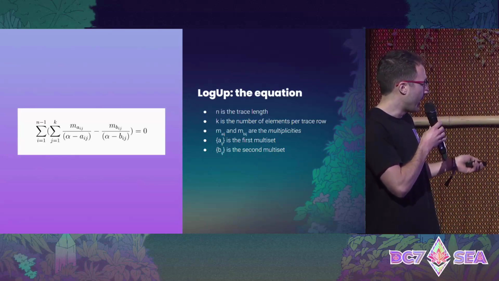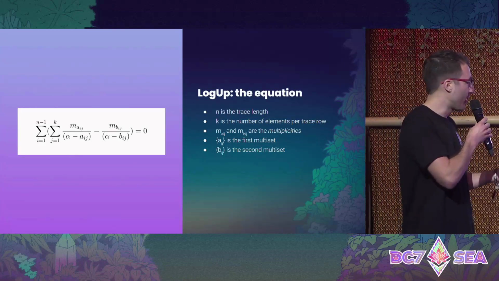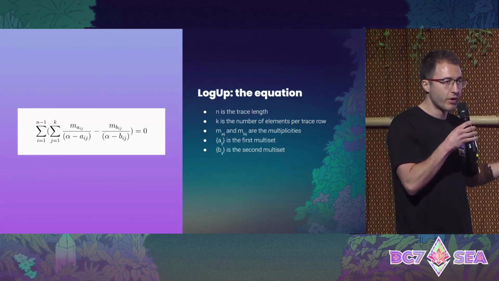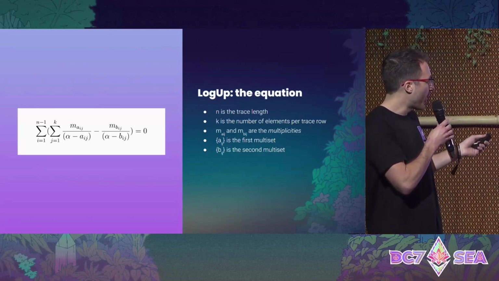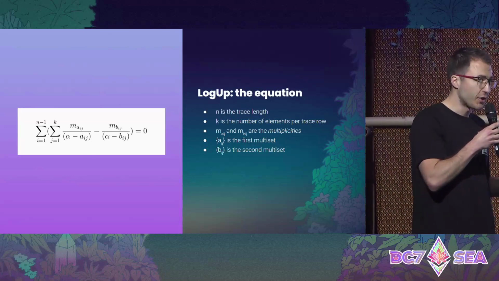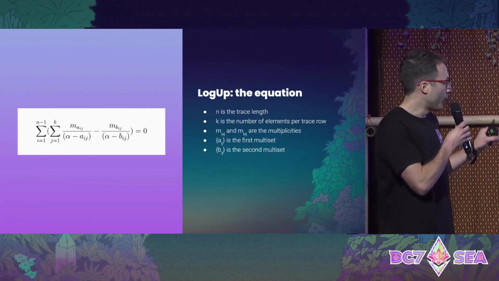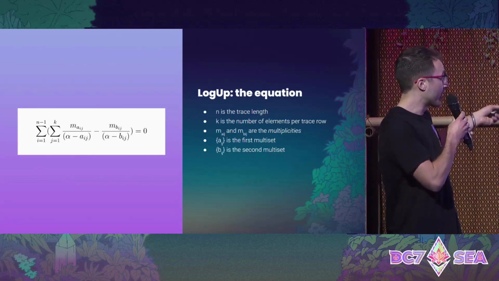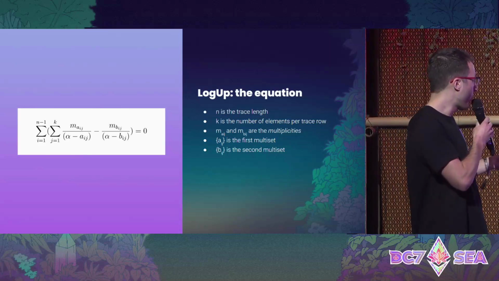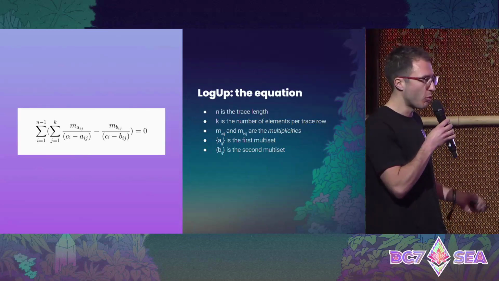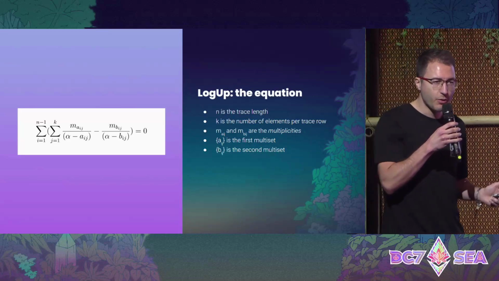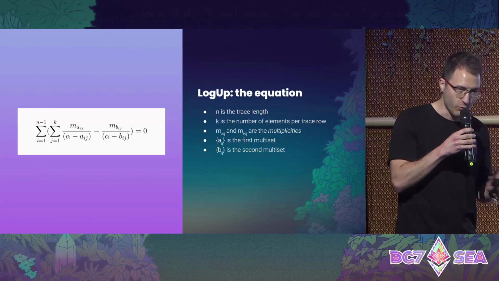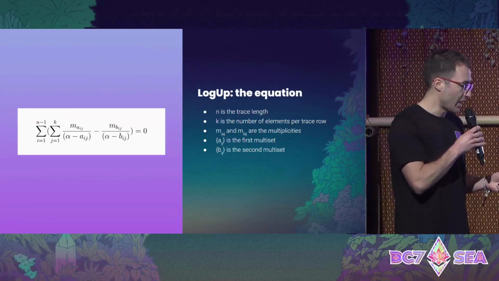A multiset element's expression is really its multiplicity over alpha, a random value, minus Aij, the element. So we have these two terms per row, or actually k of them per row, where the i for the row goes from 1 to n minus 1. The big takeaway from this is that LogUp is one big sum of fractions. That's the one main thing to get from this slide, and we're going to have to prove this.